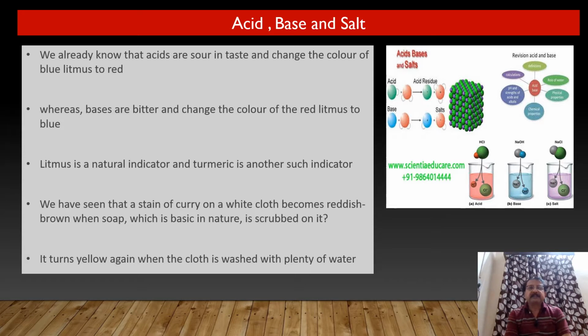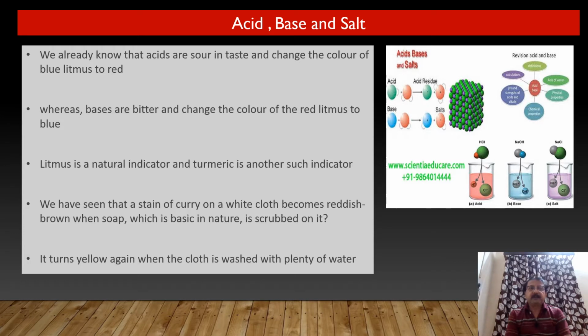Whereas bases are bitter and change the color of the red litmus to blue. बेसेस जो होती हैं कड़वी होती हैं और ये रेड लिटमस पत्र को ब्लू में परिवर्तित कर देती हैं। Litmus is a natural indicator and turmeric is another such indicator which is used to test the acid and base.